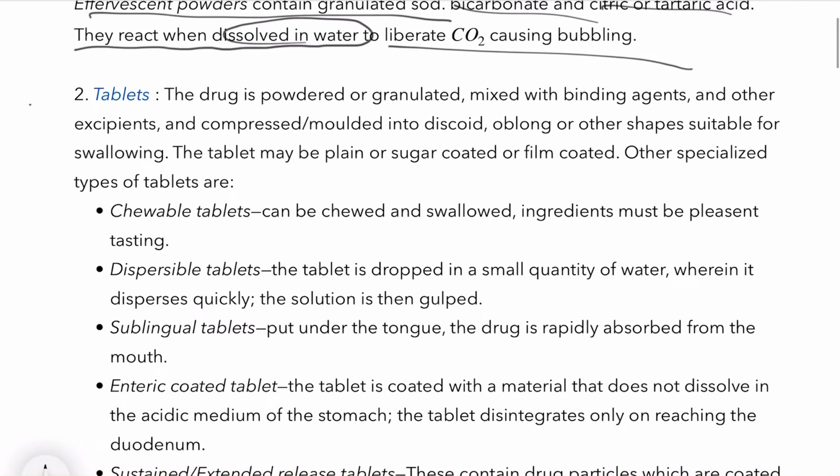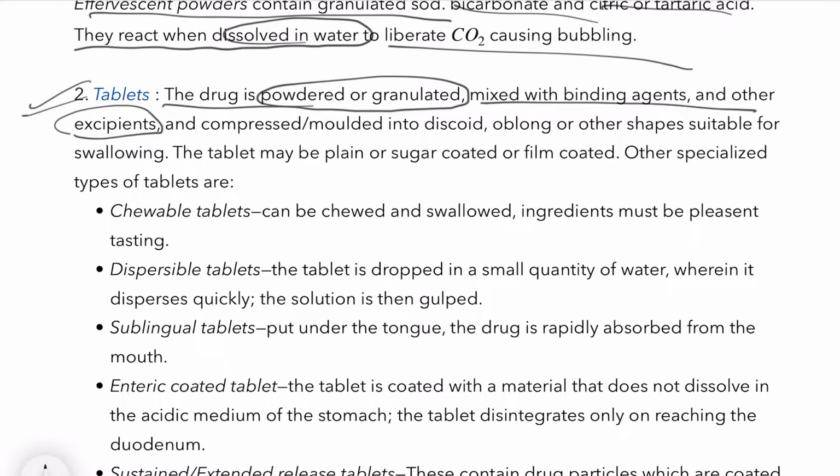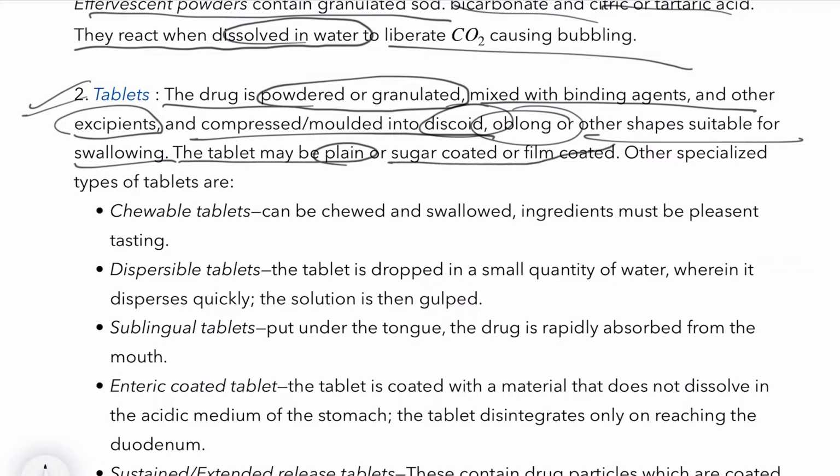Now next we can discuss the tablet form. The drug is powdered or granulated, mixed with a binding agent and other excipients, compressed and molded into discoid, oblong, or other shapes suitable for swallowing. Drugs have different shapes, but they are all meant for a shape in which you can swallow. The tablet may be plain, sugar coated, or film coated. These are the coatings in which they are coated.